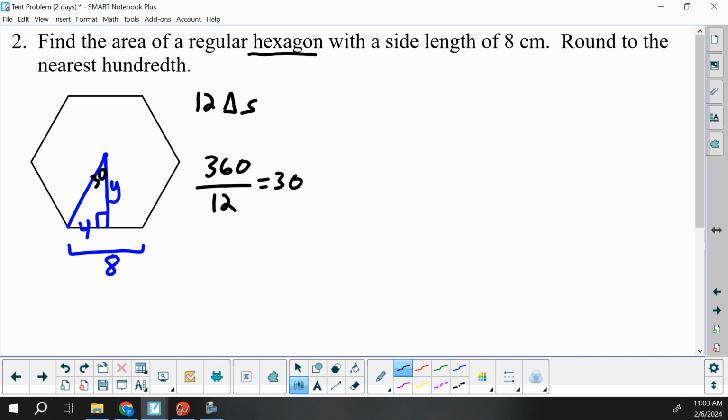Now note, this one's going to be a little bit less work than the last one because we had to find variables for both the base and height in question 1, whereas here we only have to find for the height. So from our 30 degrees, 4 is the opposite, and y is the adjacent. So we're going to use tangent. We're going to have tan of 30 equals our opposite, which is 4, over our adjacent, which is y.